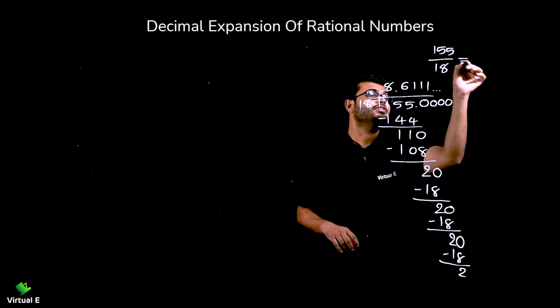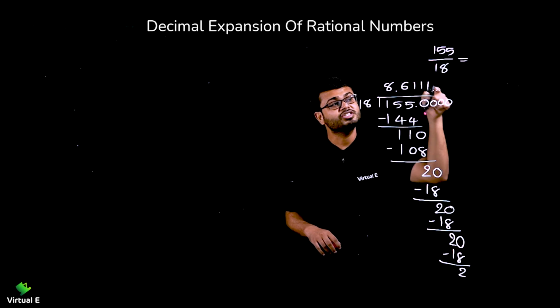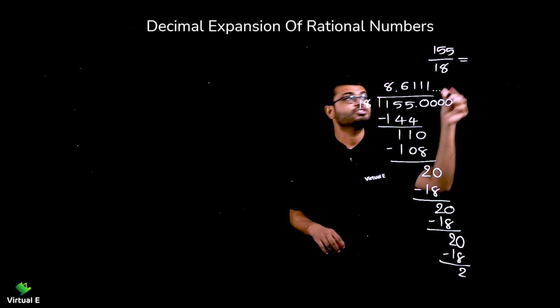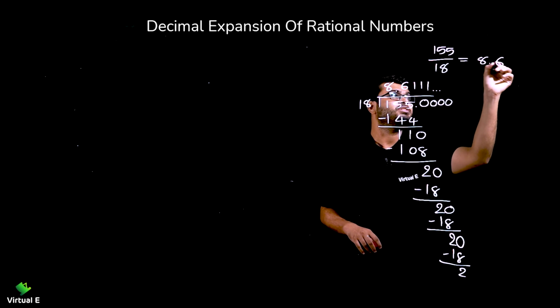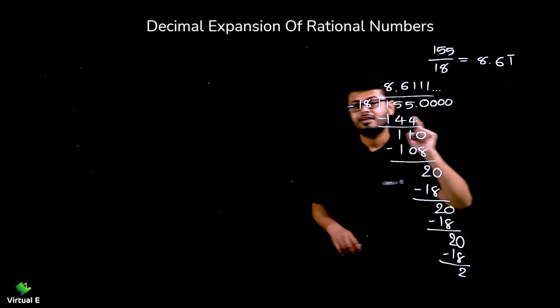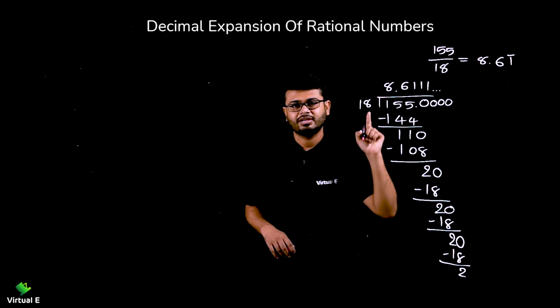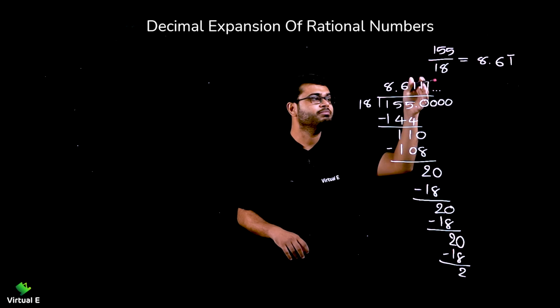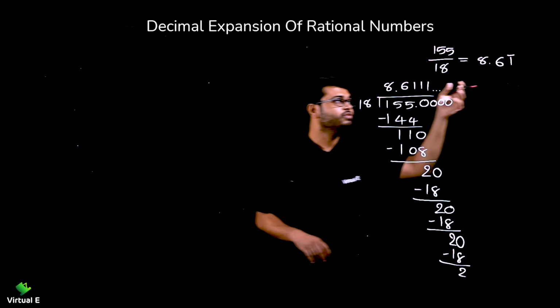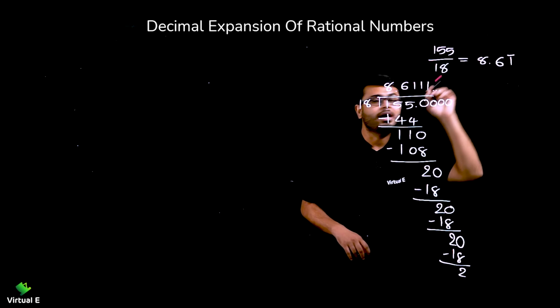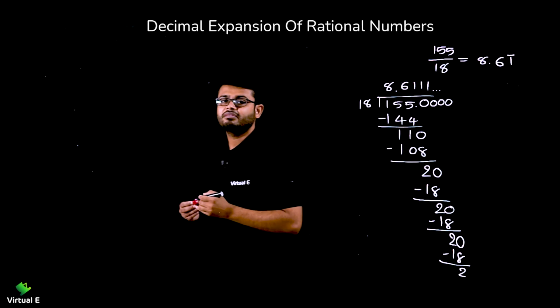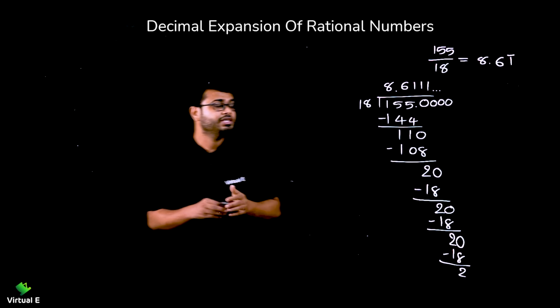So we can write that which number is being repeated. See, only 1 is being repeated out of 61. So we can write 8.61 bar. Bar will be only over 1 only, right? The reason behind that, because 1 is being repeated again and again. Whichever digit is being repeated, put bar over it. So this is how we do the decimal expansion of the rational number.